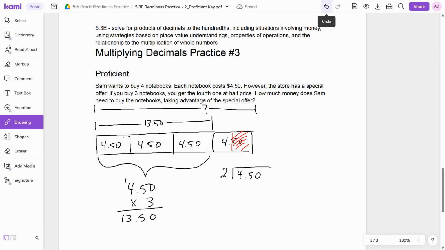On this one, you go ahead and move your decimal up. So 2 goes into 4 twice. Still bringing down 1 digit at a time. 2 goes into 5 twice. Just 1 left over. 2 goes into 10 5 times. So it's going to be $2.25.